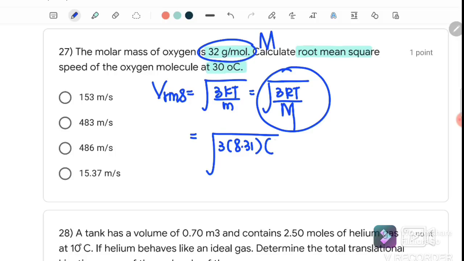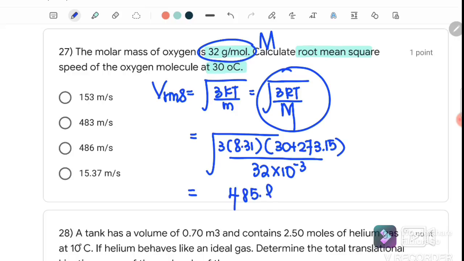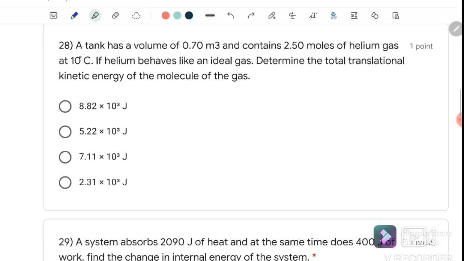Temperature, we must convert it into Kelvin. So it's 30 plus 273.15. And the molar mass is 32 grams, so we need to convert it into kg. Remember to convert it into kg. So the final answer for the VRMS is equal to 485.8 meter per second. So the nearest answer is actually C.